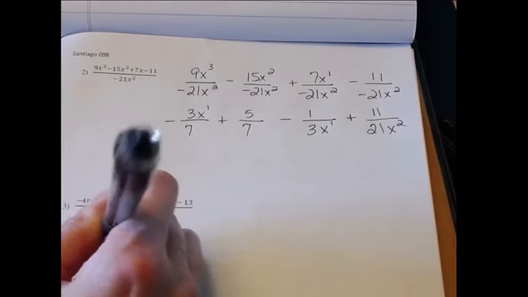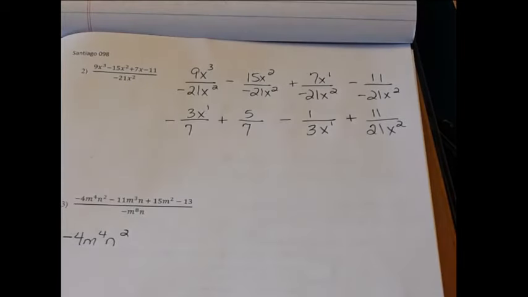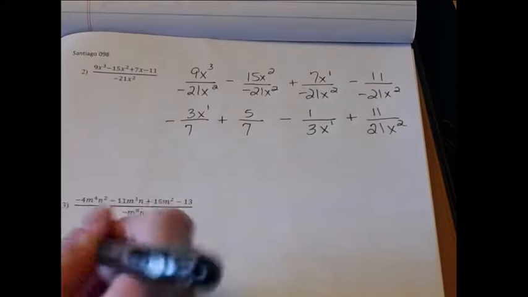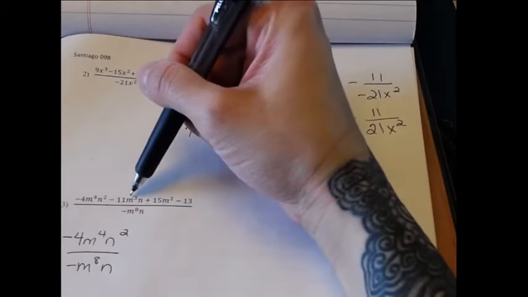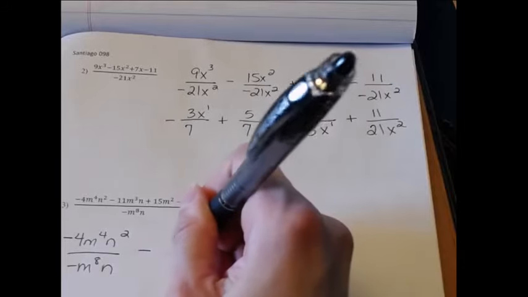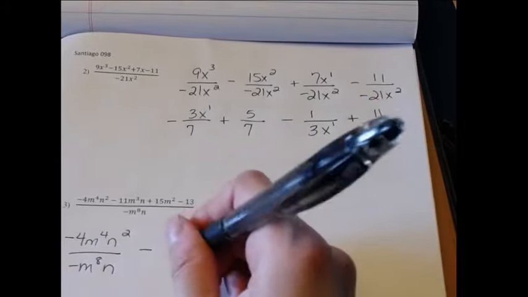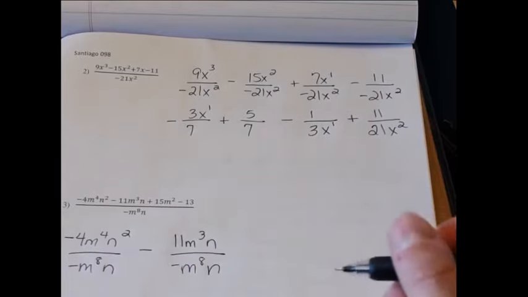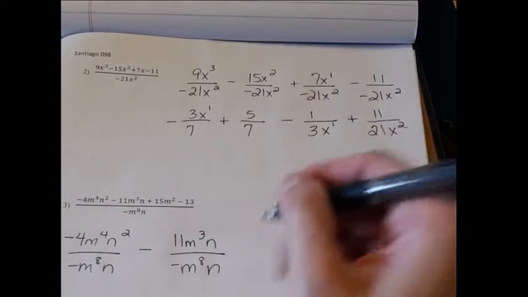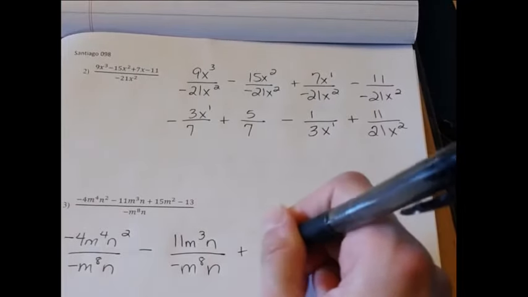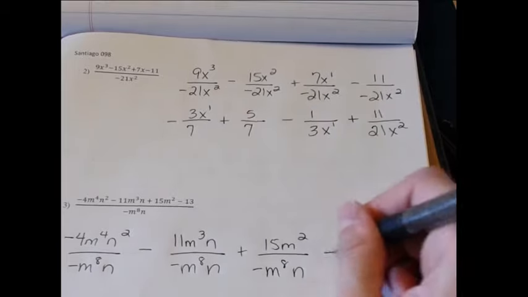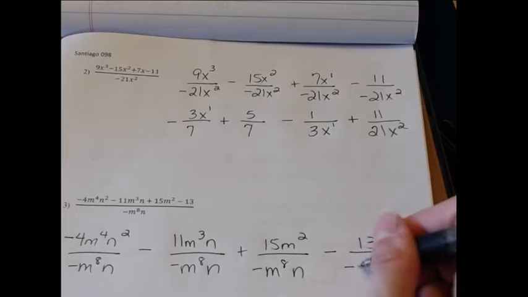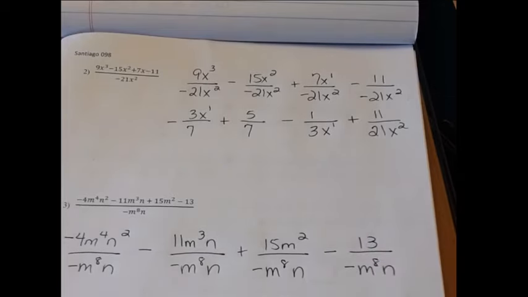Negative 4m to the 4th n squared, that's my first term. That entire expression is my first term. That is divided by negative m to the 8th n. My second term is a negative 11m to the 3rd n. And this is being divided by negative 8m to the 8th n. My third term is positive 15m squared. And that's being divided by negative m to the 8th n. And last term is minus 13, and that is also being divided by negative m to the 8th n.